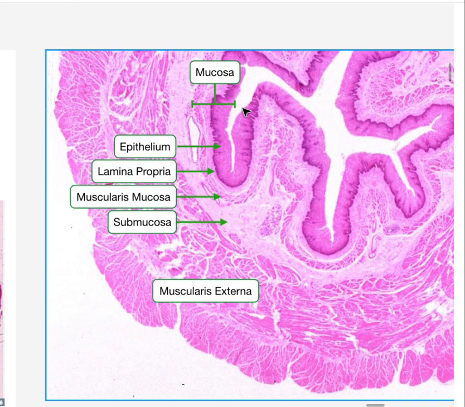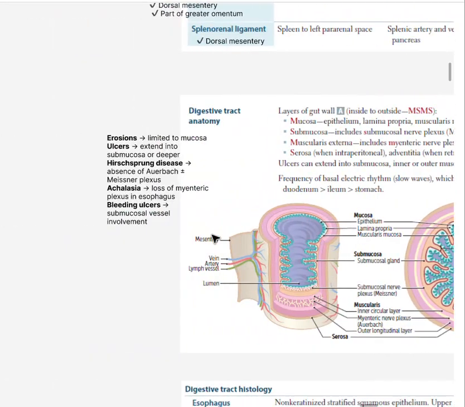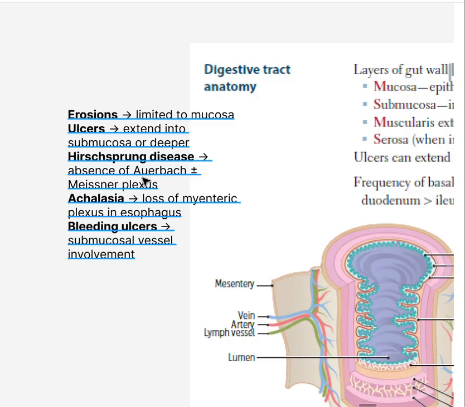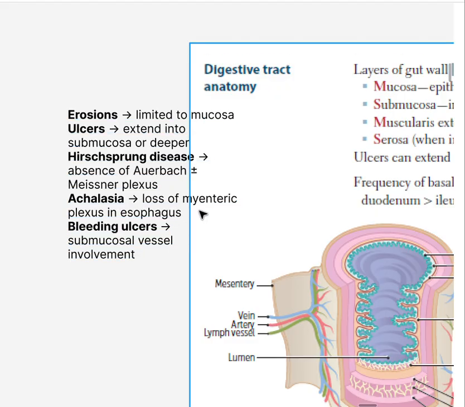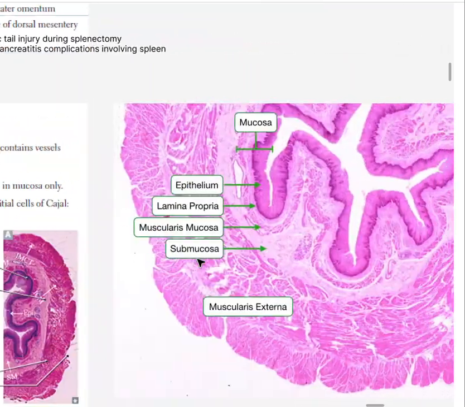The peptic ulcer is going to extend into the submucosa, which is why there's a bleeding risk, because the submucosa has vessels here. And then we have achalasia or Hirschsprung disease. In the Hirschsprung disease, we have the enteric nervous system defect. The Hirschsprung disease is when there's an absence of Auerbach and the Meissner's plexus. Sometimes it's both, sometimes it's just one. And achalasia is basically when there's a loss of myenteric plexus in the esophagus. Whenever there's a loss of myenteric plexus in the esophagus, you get achalasia. And bleeding ulcers, a submucosal vessel involvement is going to lead to a bleeding ulcer.